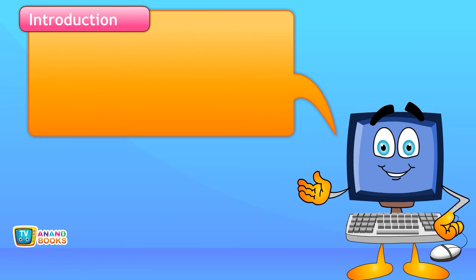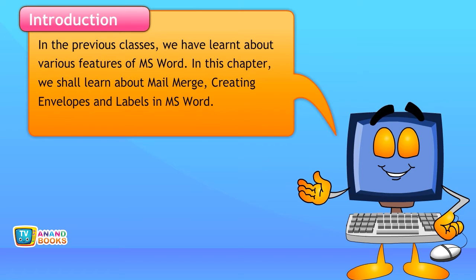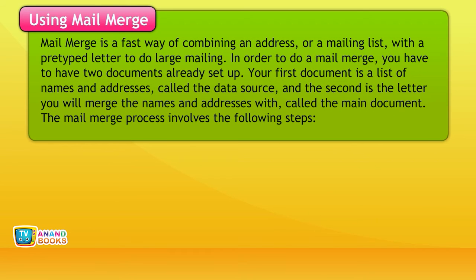Introduction. In the previous classes, we have learnt about various features of MS Word. In this chapter, we shall learn about Mail Merge, creating envelopes and labels in MS Word. Using Mail Merge. Mail Merge is a fast way of combining an address or a mailing list with a pre-typed letter to do large mailing.